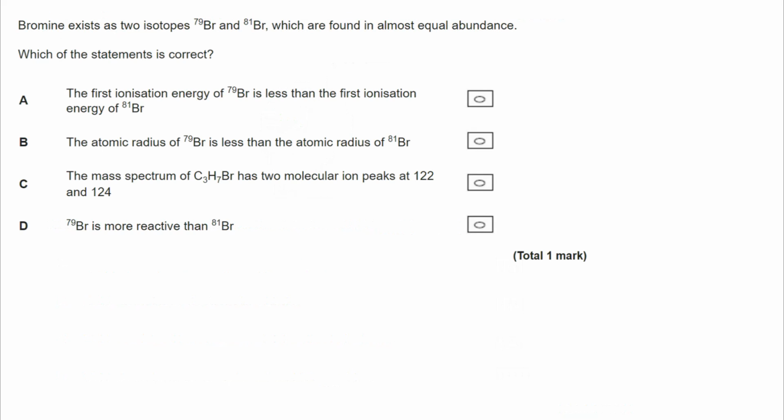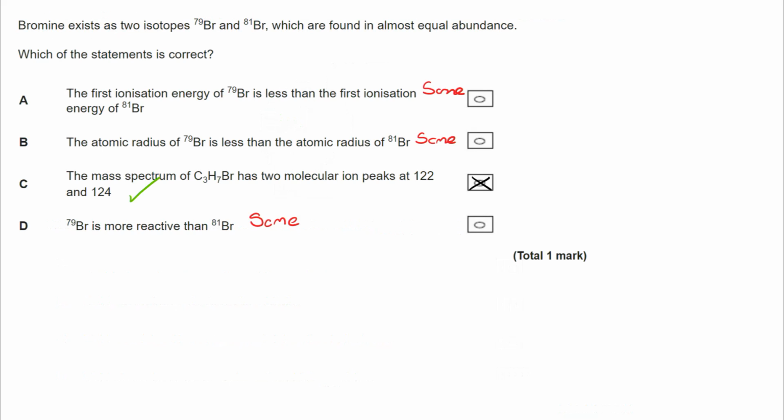Okay, on this question we're dealing with isotopes. We've got two isotopes of bromine, 79 and 81. And we want to know what statement below is correct. So let's take a look at the ones that we know are not the case.